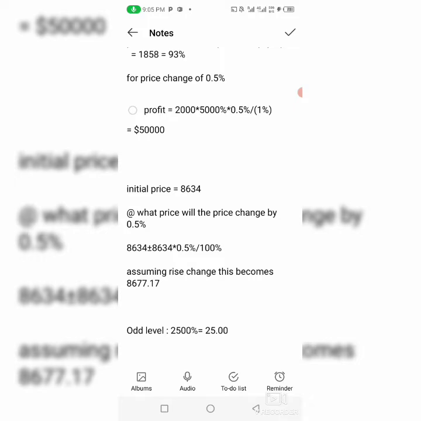Okay, then the odd level, what is the odd level? The odd profile level is 25.00, or 2,500%. Now what if the price changes or rises by 1%? Then the odd level will go to 50.00. What if the price just changes by 2%? Basically, you are multiplying everything by 4. Then the odd level has changed to 100.00.